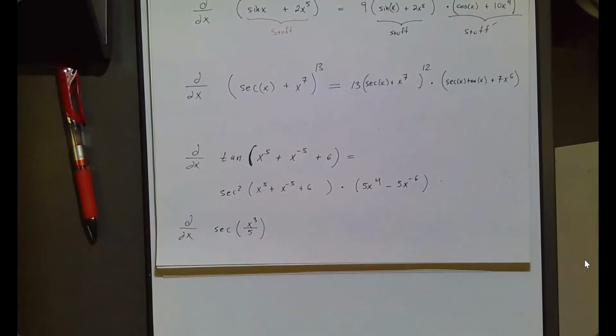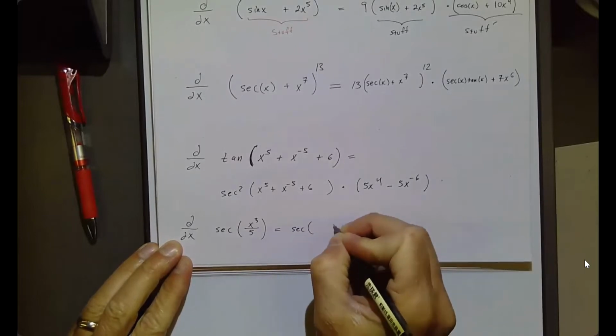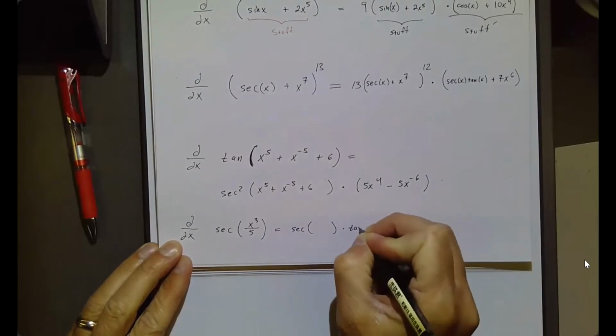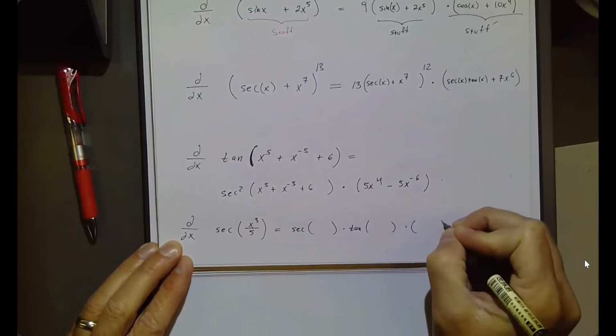Secant and cosecant are a little bit weird when it comes to the chain rule. Because unlike most other functions, when you take the derivative of secant of a thing, or some stuff, that stuff shows up twice. Derivative secant of x is secant of x times tangent of x. The derivative secant of some stuff is going to be secant of the stuff times tangent of the stuff times the derivative of the stuff.